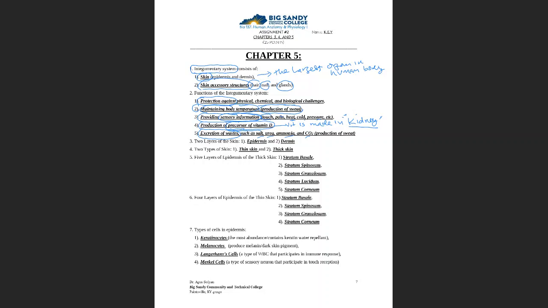There are two layers of the skin. The top layer is called the epidermis, and the inside layer is called dermis. There are two types of skin, thin skin and thick skin. Thick skin has 5 layers of epidermis, which is stratum basale, spinosum, granulosum, lucidum, and corneum.